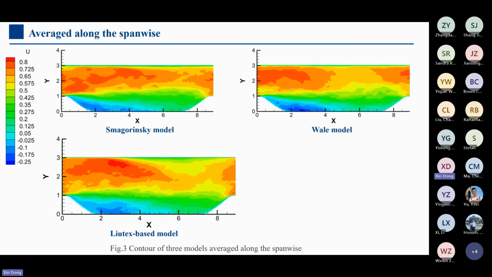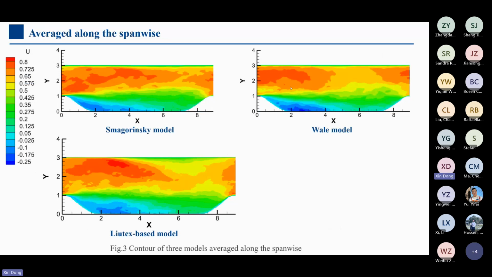This is the contour of the three models' average velocity spanwise. In these three figures, the Smagorinsky, WALE, and the Liutex based model are used respectively. We can see the slower part of the Smagorinsky model and the WALE model is slightly larger than the Liutex based model in the part near the upper wall in the x direction. The Liutex based model gives a larger velocity field with velocities around 0.8 than the other two models, and only the Liutex based model gets flow velocities about 0.8, and the Liutex based model looks more complete.